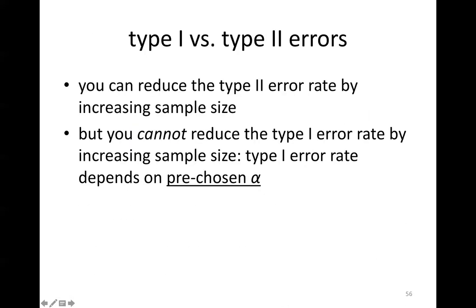Pre-chosen alpha, that's what determines the type 1 error. If we want to reduce type 1 error, choose a lower alpha. If you want to reduce false positives, choose a lower alpha. This is sometimes a bit confusing for people, so think about it and try to understand.